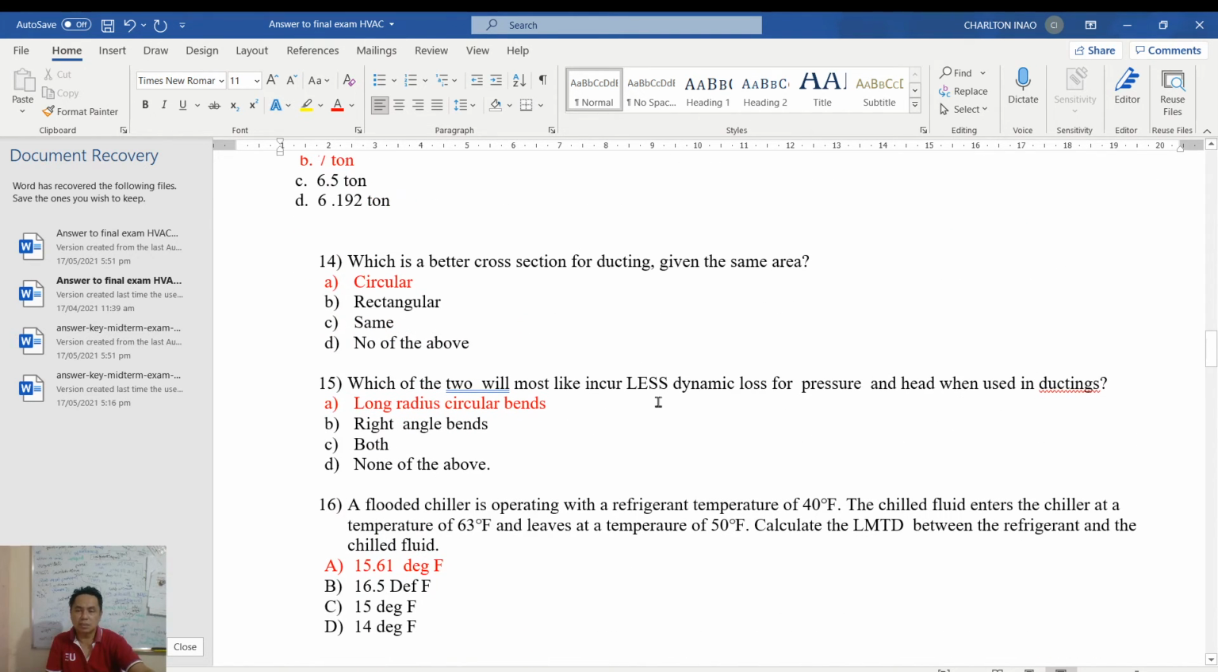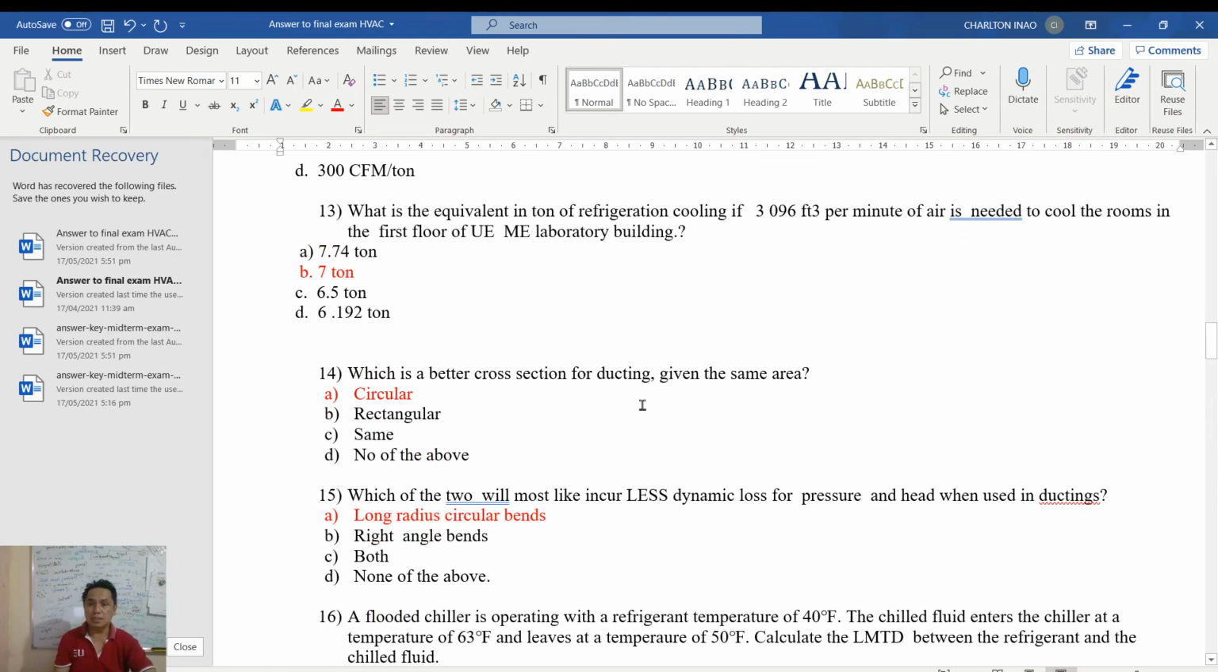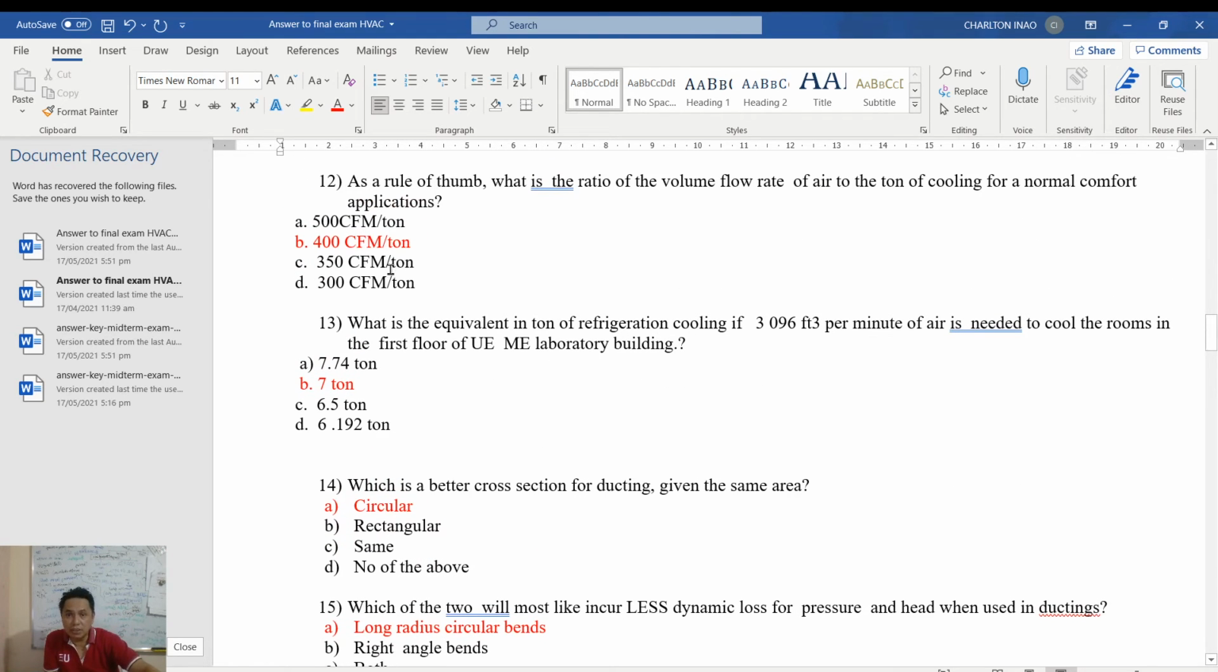Of course, so that's it, right? So that is 400 cubic feet per minute of air per ton, right? Because there's a rule of thumb of 400 cubic feet per minute per ton. So what is the equivalent ton of refrigeration cooling at 3006 cubic feet per minute?